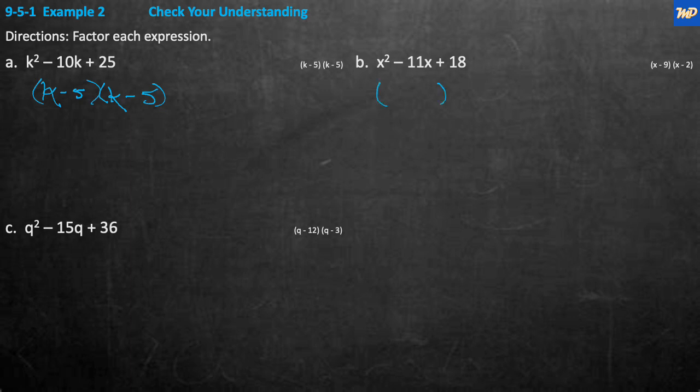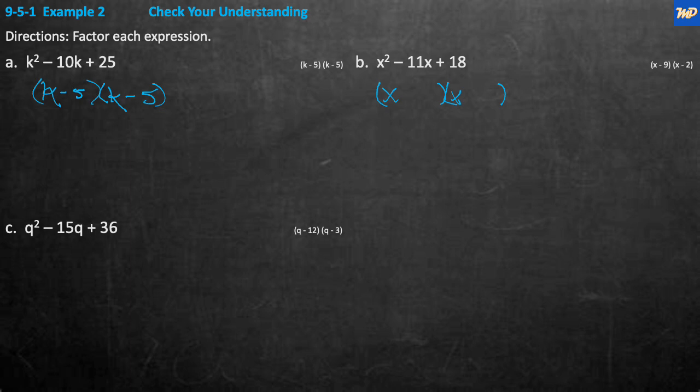Sets of parens. We're just going to get them out there. X and X for our X squared. And we have an 18 positive and a negative term on the inside. So that means that we have to have two negatives. Because it's a negative here, we have to have negative factors of 18. And negative factors of 18 that'll give us 11 are what?